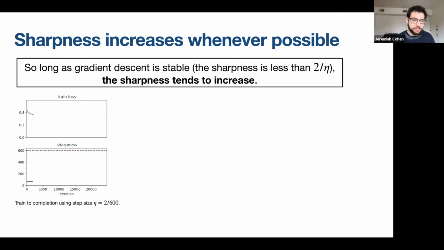And when we train at this step size, I'm going to train to completion, which I define as 99% training accuracy or something. Okay, so we reached 99% training accuracy, and you can see the sharpness just rose all the way throughout training. There was a brief dip, if you look closely, at the beginning, actually. That's why we phrase this as the sharpness tends to increase, as opposed to the sharpness always increases. It's not always true. Sometimes at the beginning there's a dip, but the overwhelming tendency is for the sharpness to go up. It always wants to go up.